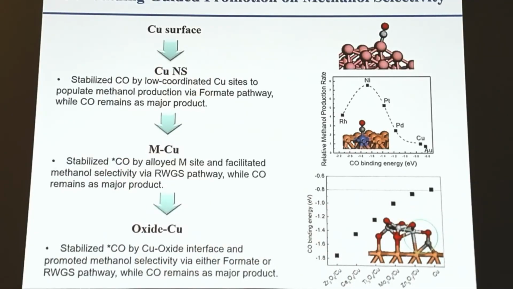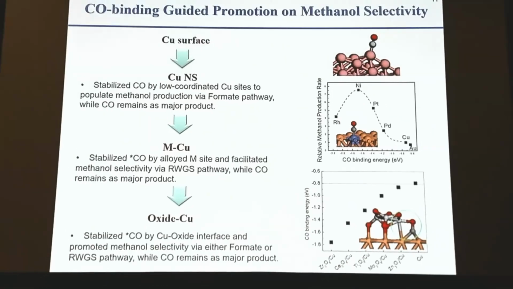And to make the long story short, what we find here, as I mentioned in the previous slide, is that the CO binding for these systems is very important. Going from the surface to the proper nanostructures, you can actually increase the binding of CO, where the low coordinated copper has to stabilize the CO, and that also helps the methanol activity. Going to the copper alloy also helps.